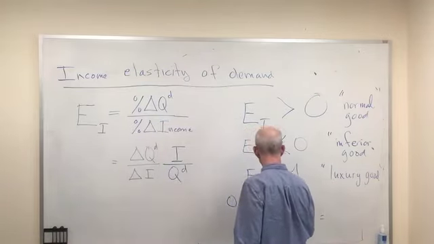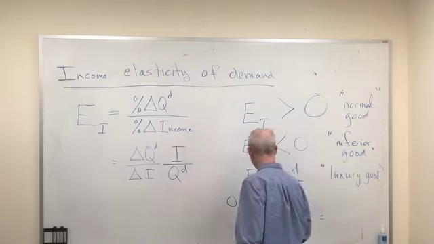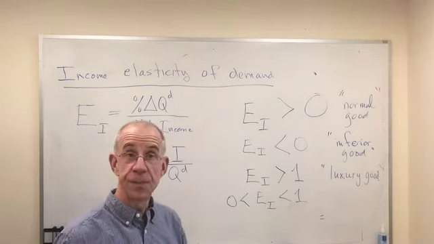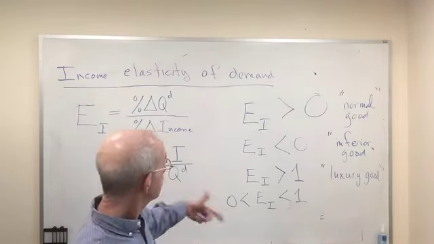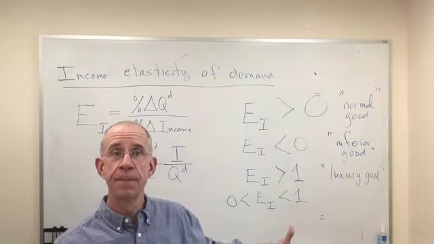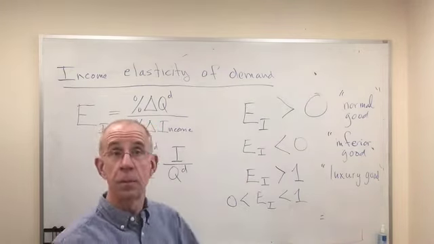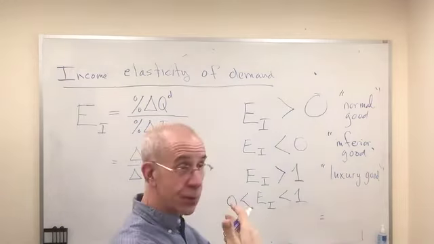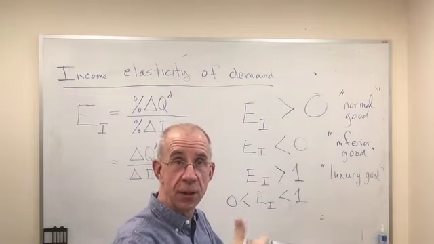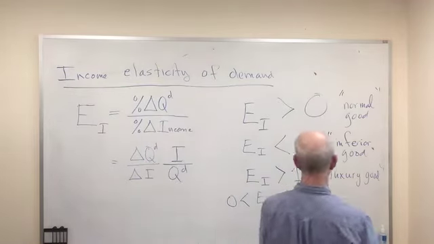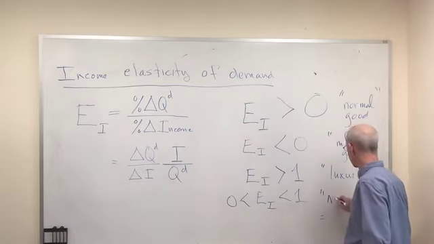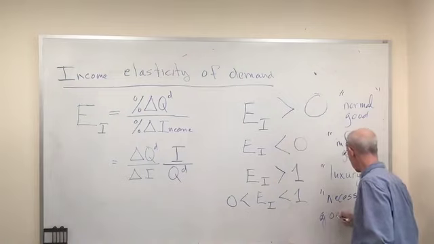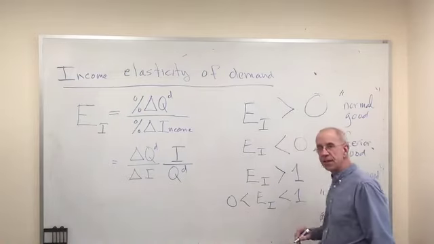It could be that the income elasticity of demand is between 0 and 1. It's not an inferior good. You will buy more of it, but you don't buy, in percentage terms, more of it than your income rises. This is what's called a necessity good.